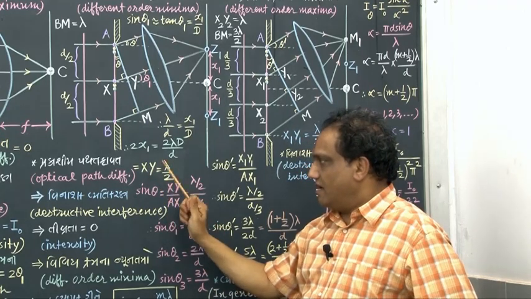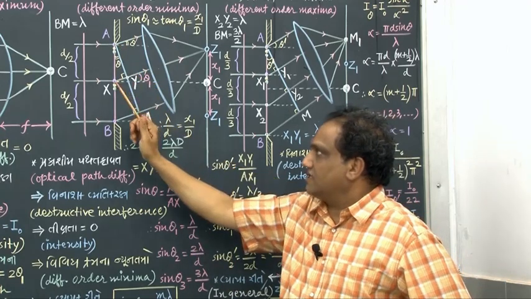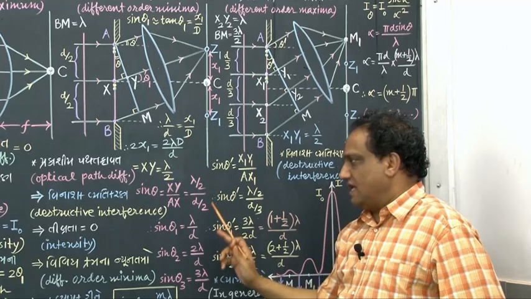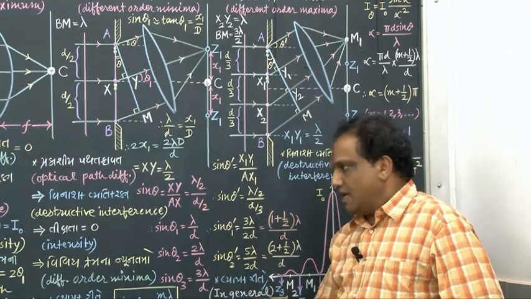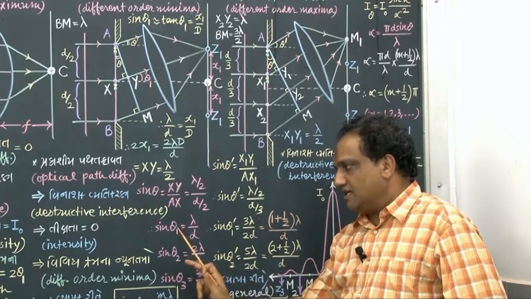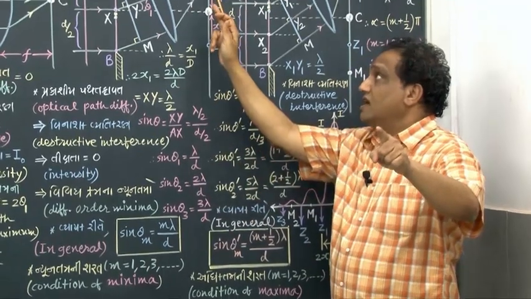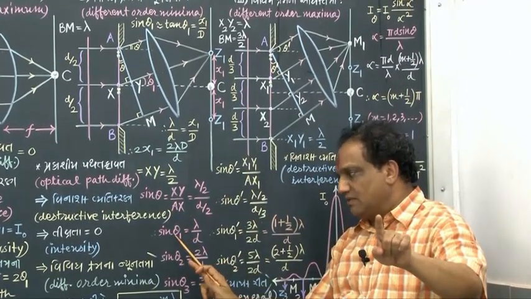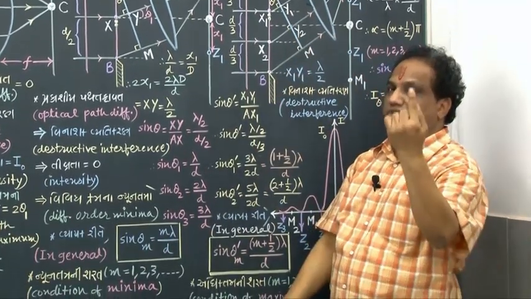What is xy? Lambda by 2. What is ax? d by 2. The 2 will cancel, giving you lambda upon d. But instead of theta, I just write theta 1 because at present I am talking about first order minimum. That's why angle of diffraction should be shown by this symbol theta 1. Then you will realize it is angle of diffraction for first order minimum.